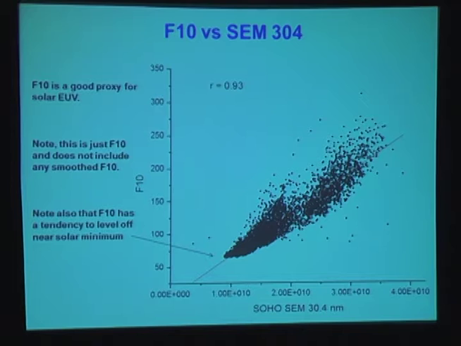Now this is the same plot that Phil showed, only now I'm comparing with the SOHO data. But again, you start to see here, just like sunspot number, F10 actually starts to level off as well at the very low values. And this will show up to be a problem in a minute.